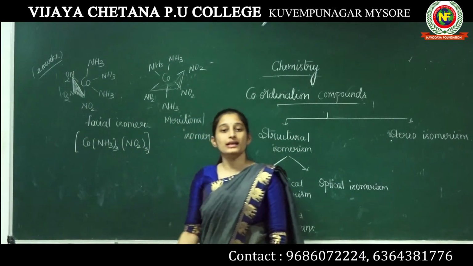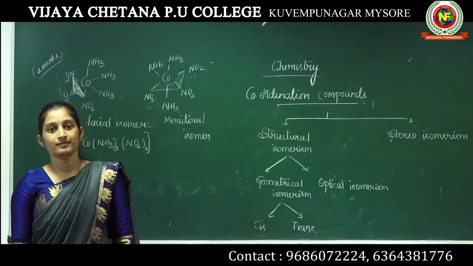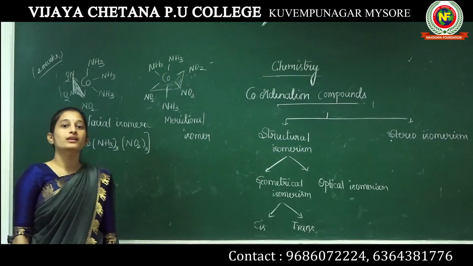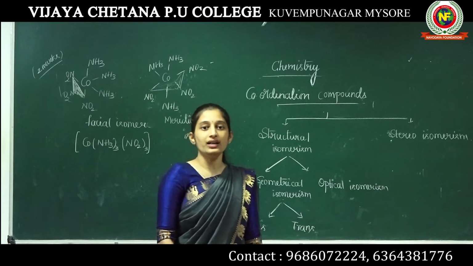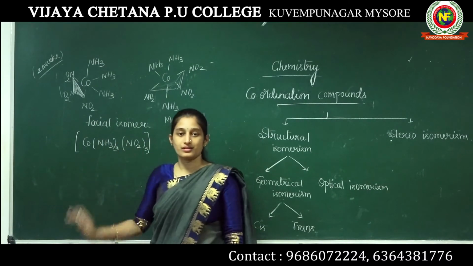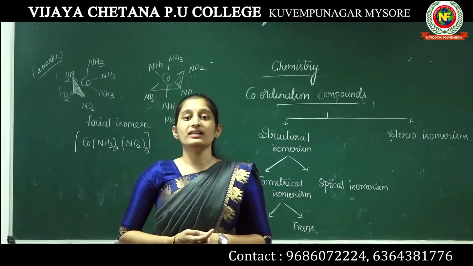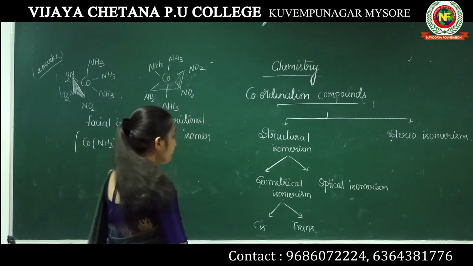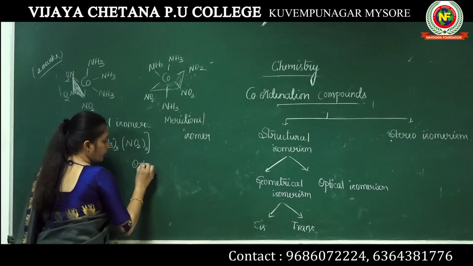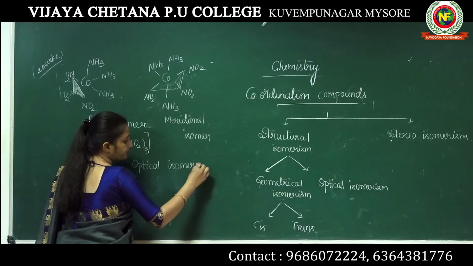For this, in examination they will give 2 marks. Important compulsory question. In so many previous years they asked this type of question: write down the facial and meridional isomer for this type of compound. They will give the formula, you should write this. Important from the exam point of view. This is regarding geometrical isomerism. Then after geometrical isomerism, what about optical isomerism?